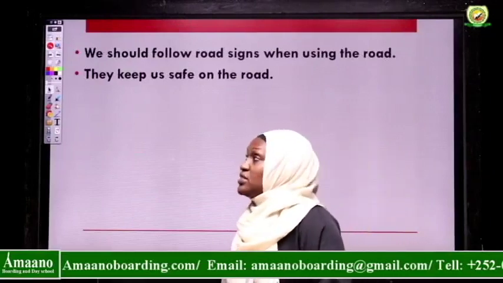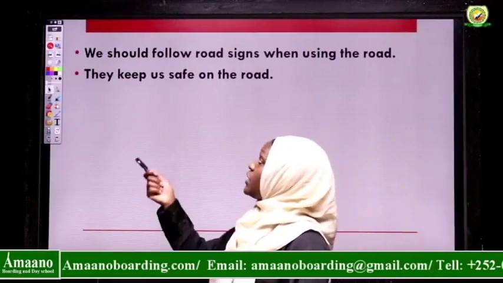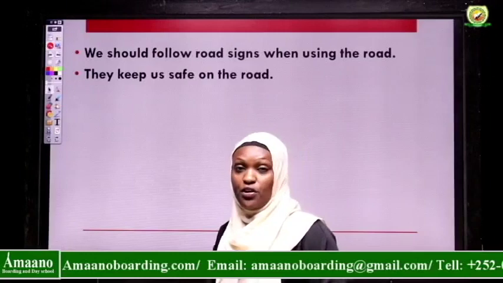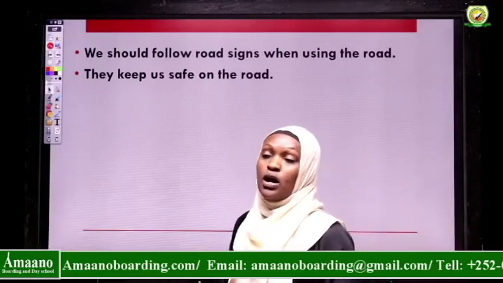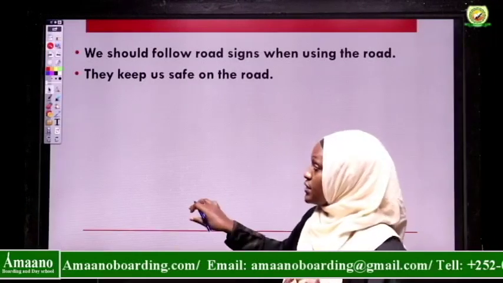Now we should follow road signs when using the road. Why? They keep us safe on the road. If we follow these road signs you see on the road, you will be safe as you go where you are going and as you come back. So we should always follow the road signs.